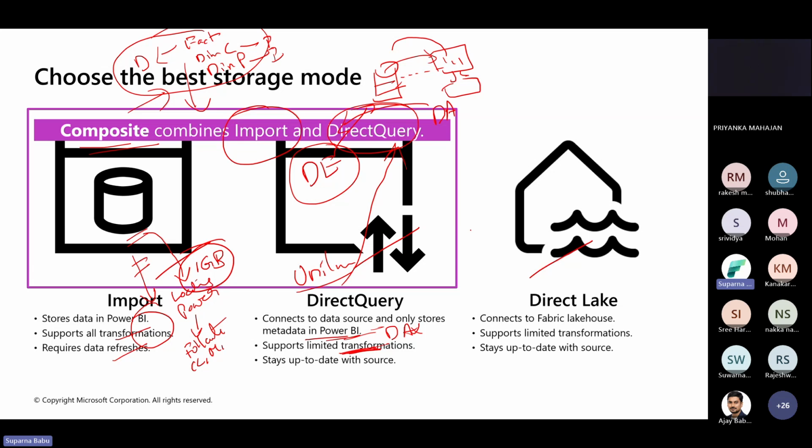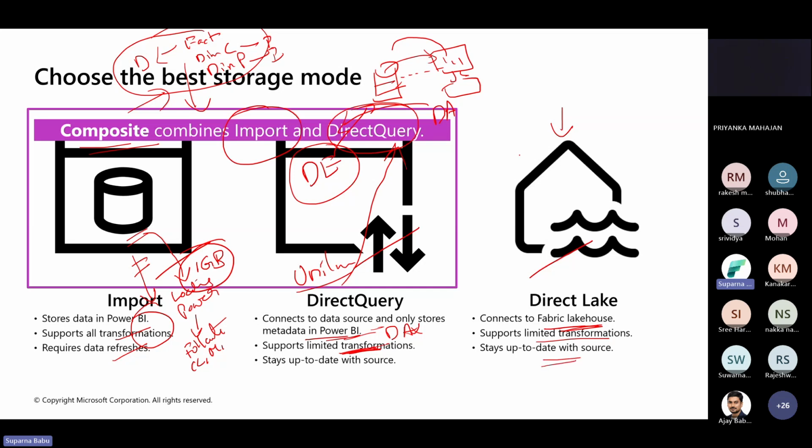Now let's see direct lake. This was launched recently, when Fabric was announced as GA. Direct lake means it connects only to the Fabric Lakehouse. Direct lake will not support any other data sources. It will only support lakehouse. And like direct query, it has limited transformations and limited DAX functions, but it stays up to date with the data source.